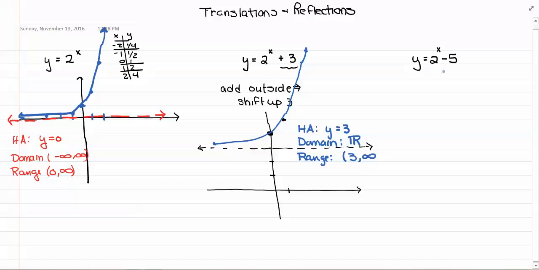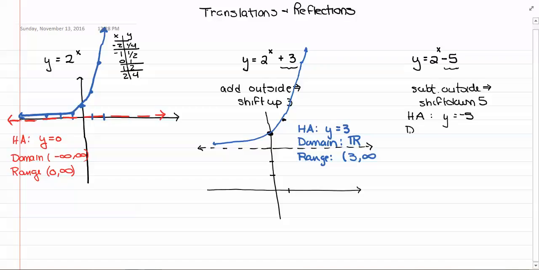So without really drawing a picture in, I can take a look at this function. The minus 5 outside of the function means we're going to shift down. So if we subtract outside, it's going to be a shift down 5 units. And then you can imagine where the new horizontal asymptote should be. If you've shifted everything down 5 units from this original picture, the horizontal asymptote drops down to y equals negative 5.